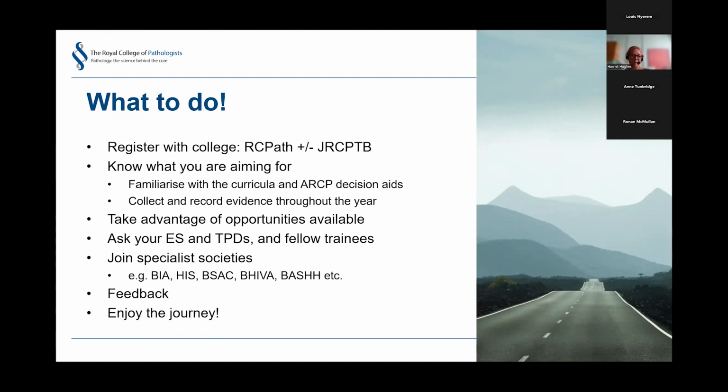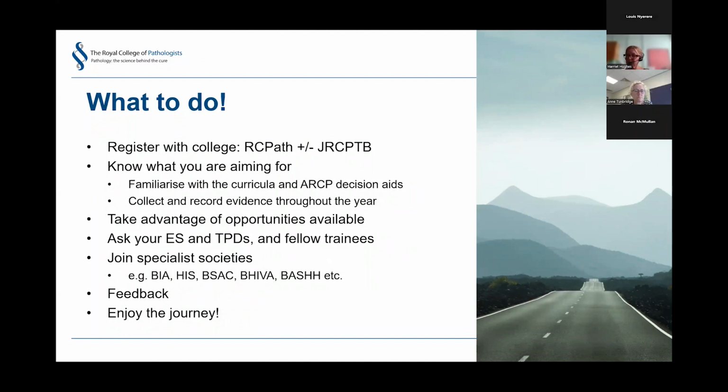Know what you're aiming for. So familiarize yourself with the curricula and the decision aids, record evidence through the year, but just make the most of all the different educational opportunities available, of which there are many. Talk to your ESs and your TPDs, fellow trainees. Networking always provides lots of information. I'm always surprised how much I learned from peers and other people, and along the same lines, do join specialist societies. Often they're free for trainees to join.